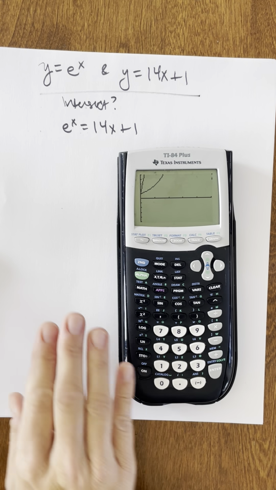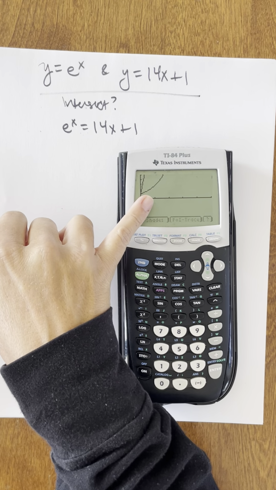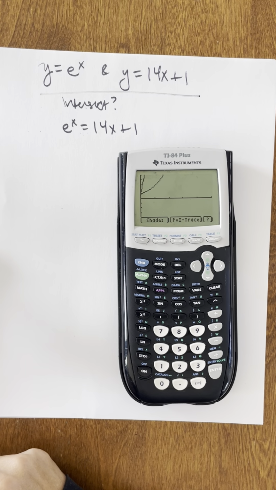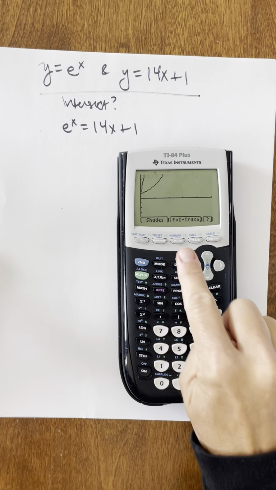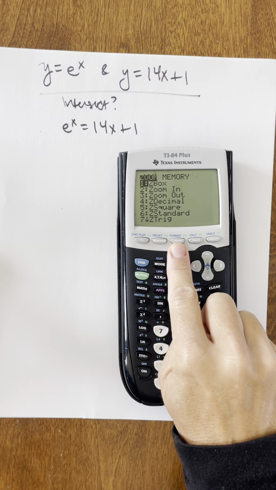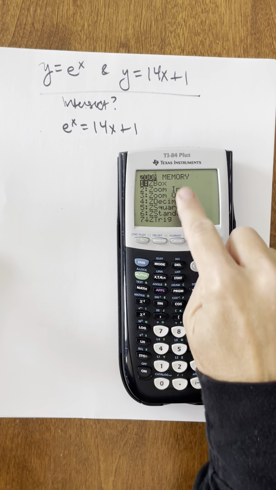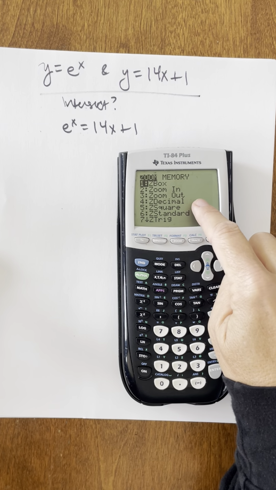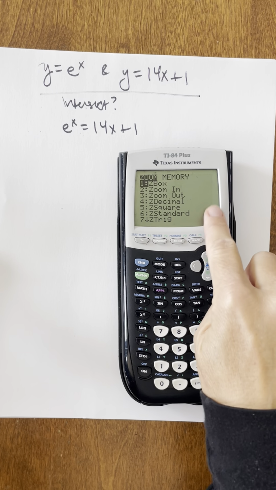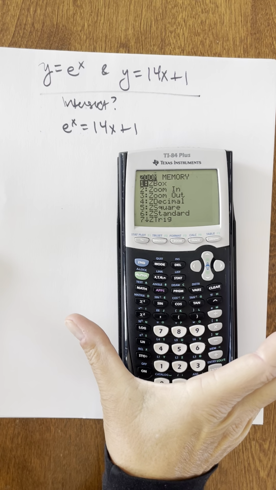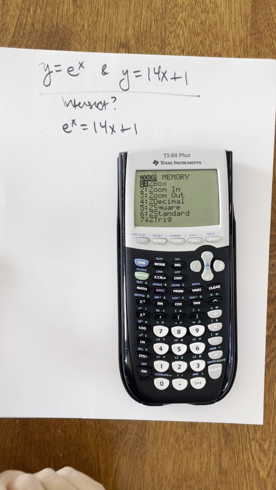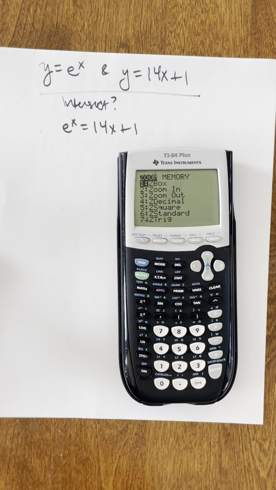And I can only actually see part of e to the x and part of 14x plus 1. So this is a weird window. Whenever you hit graph and you hit zoom, in the zoom menu, you have zoom in, zoom out. Zoom square is really nice because you'll notice that you have a rectangular window, so everything kind of gets pulled wide. So if you're trying to actually see what something looks like, zoom square is a great place to be.